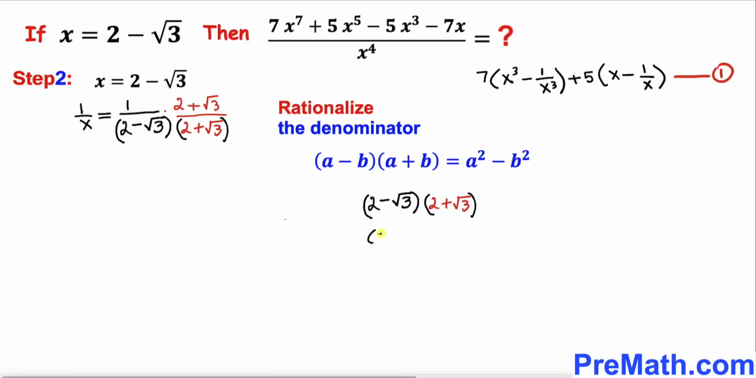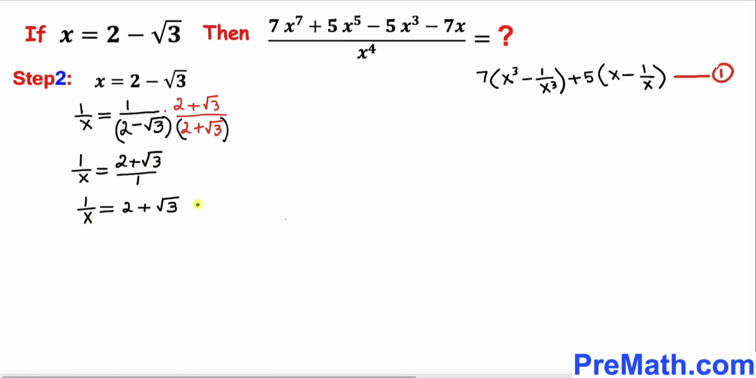Therefore we can write this as 2 squared minus (square root of 3) squared. 2 squared is 4, minus this squared, and the square and square root undo each other, we get minus 3, so that is going to give us simply 1. So the denominator turns out to be simply 1. So therefore our 1 over x equals, in the numerator, 2 plus square root of 3, divided by 1, or simply we can write 1 over x as 2 plus square root of 3. And here's our next step.